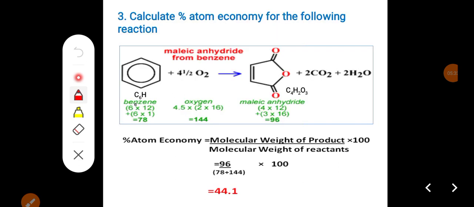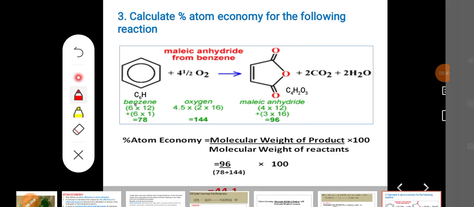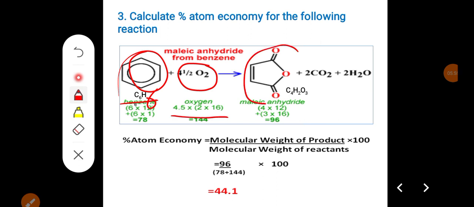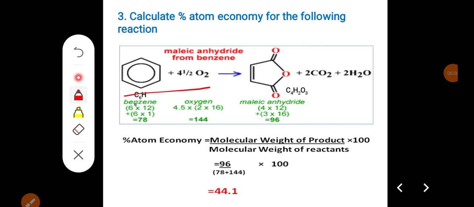After that, this is also one kind of numerical given in the exam. If a benzene ring is given, you should understand how many carbons are there. Just count. So we can see in the formula, this structure represents C6H6 plus 4.5 O2, and this structure completely represents C4H2O3. The molecular formula is C4H2O3. So first of all, you identify the molecular formula of both the reactants and the product. In this reaction also you can see formation of byproducts, which has to be avoided.